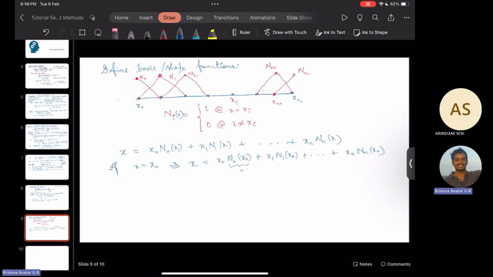So this is equal to 1, and from the property this is 0. All these other N's are 0 at x equal to x naught. This is what it confirms. I mean, you can see how this property is being used, right? So which means that we can simply write x is equal to summation of xi Ni of x, where i goes from 0 to n, right? Fine.